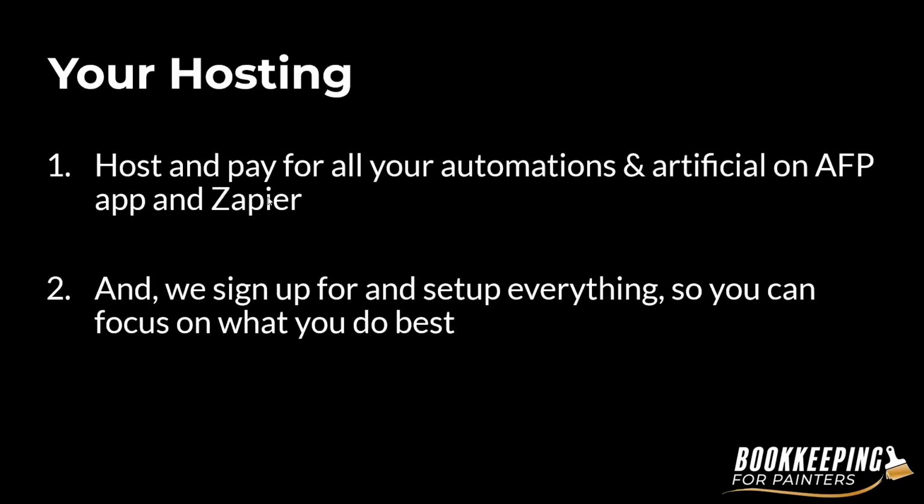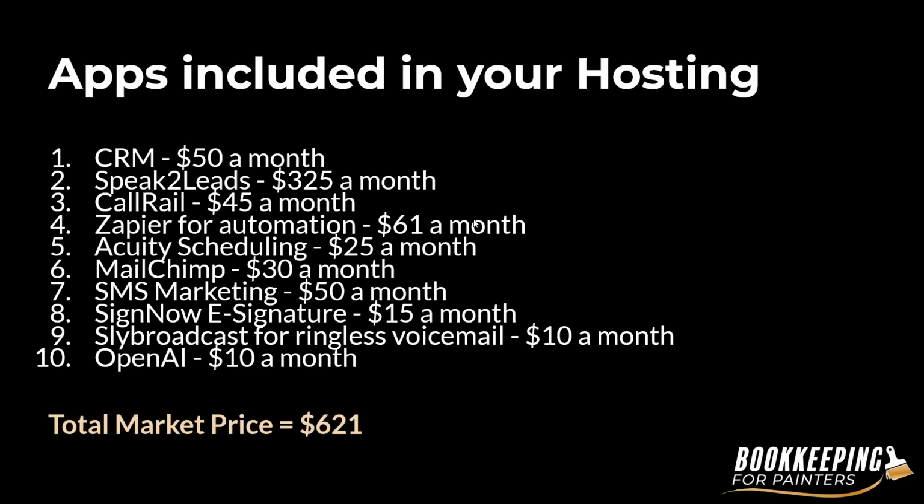Key component number 3 is your hosting. We host and pay for all your automations, on our Automation for Painters app and also on Zapier. And we set up everything for you so you can focus on what you do best. All the technology we're bringing in this offer is listed here. It has the capability of a CRM, Speak to Leads, CallRail, Zapier, Acuity scheduling, MailChimp, SMS marketing, e-signature software, and ringless voicemail drops. All of that is included in your hosting.